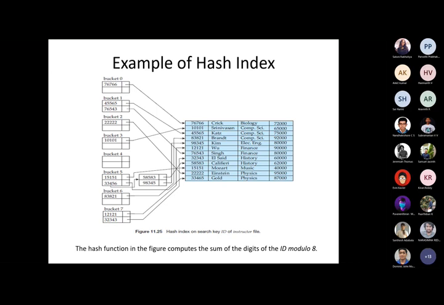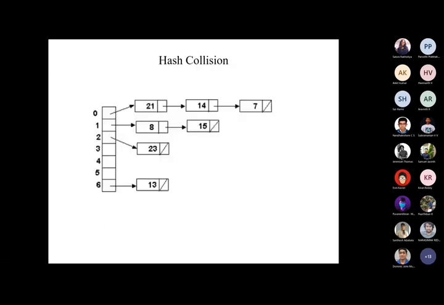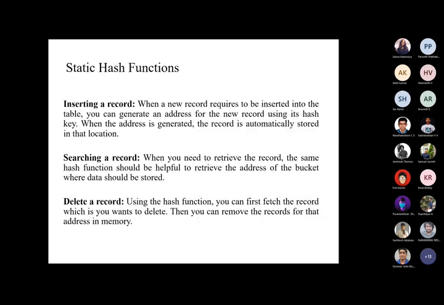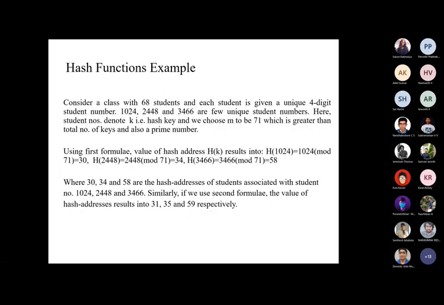So these are the things you need to know while you are working with hashing, how to organize the records in a file by using hashing, right? So we have seen an example for a hash function, right?